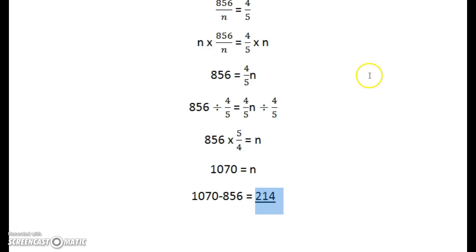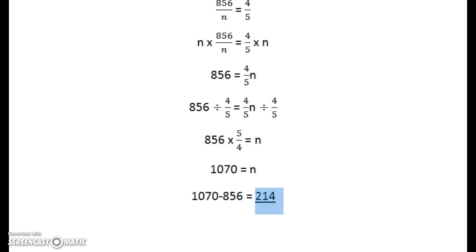To solve this kind of equation now, we are going to divide both sides by 4/5. 856 divided by 4/5, and 4/5 n divided by 4/5. Why are we doing this? Well, we're doing this because we want to get down to n and solve for n. When we divide fractions, as you might remember, we flip the second one. So we're going to take 856 and multiply, not divide, but multiply that by 5/4. When I calculate that answer, I will get the answer 1070 equals n.